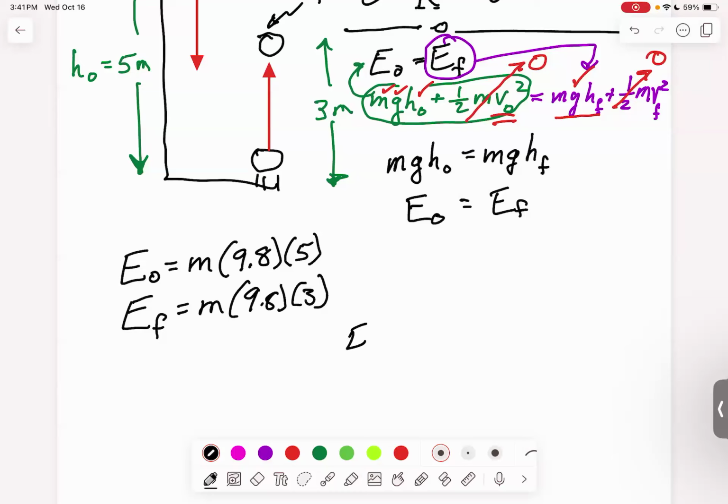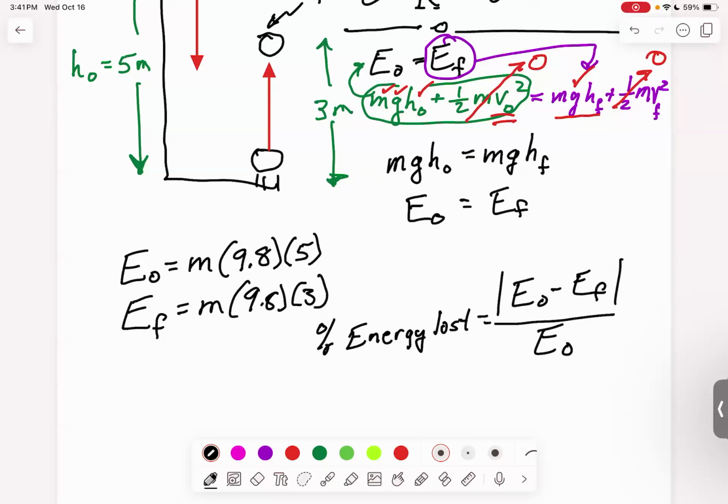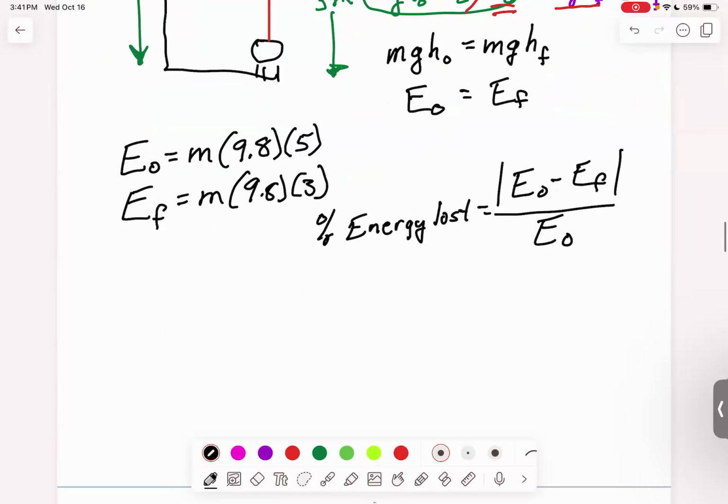So in this case, our energy lost is going to be sort of a comparison between our initial energy and our final energy compared to our starting point, which is our initial energy. Okay, so we're trying to figure out the percent of energy loss.